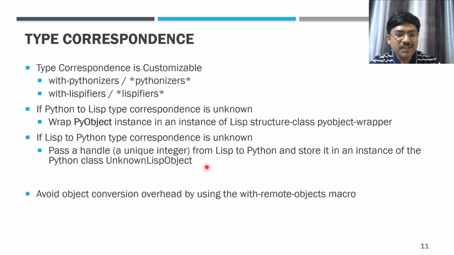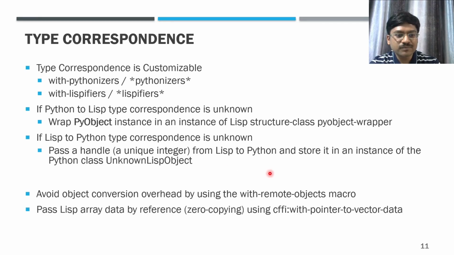And converting some objects can be costly. So the conversion can be avoided using the with-remote-objects macro. Additionally, there is a CFFI function called with-pointer-to-vector-data. This can be used to pass Lisp array data by reference. That is, we need not copy over the Lisp array data to Python. Unfortunately, we do need to copy over the Python array data, that is the NumPy array data, back to Lisp. But depending on your application, it may not be a problem.